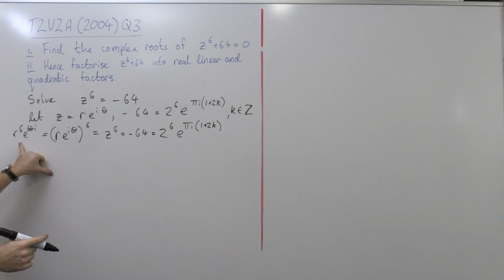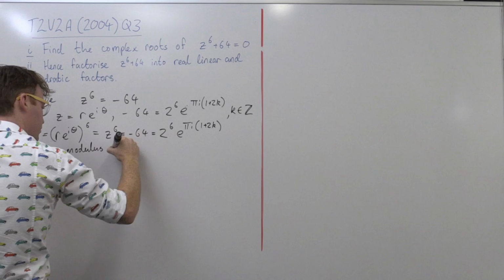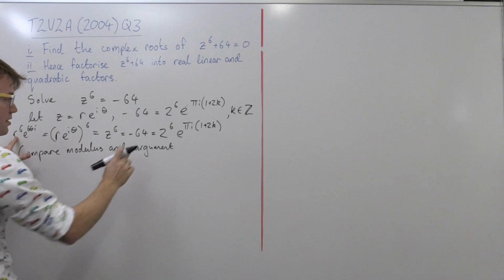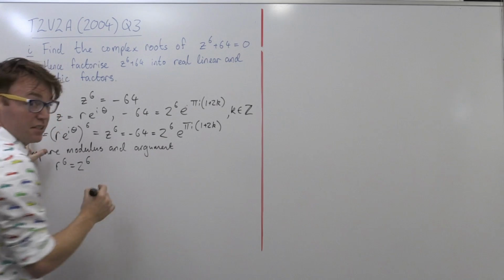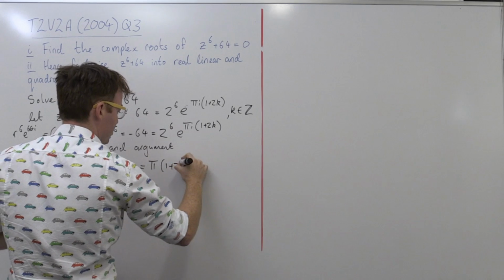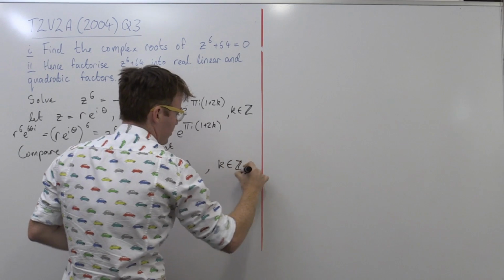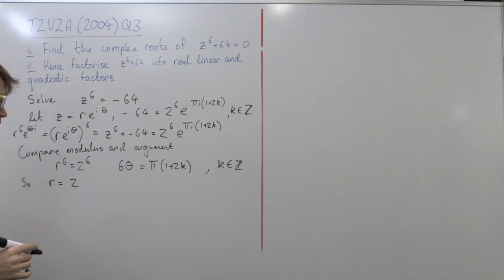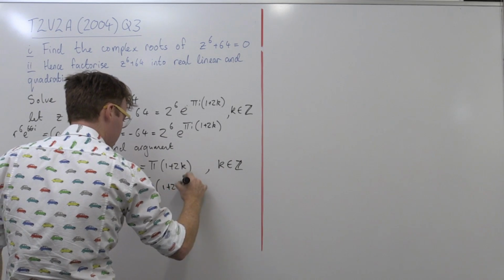What I'm going to do now is compare the modulus and argument of the two numbers. So the modulus is easy, that's r to the 6 is 2 to the 6. And the argument is 6 theta, not 6 theta i, the argument is 6 theta, which is supposed to be the argument over here, which is pi times 1 plus 2k. Good, so I can now solve these two things, and k is just an integer. So now I can solve these things. I can get r must be equal to 2. I get one value for r, and I get theta is equal to pi on 6 times 1 plus 2k, where k is equal to an integer.